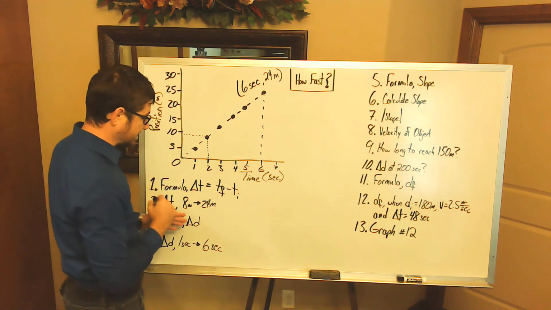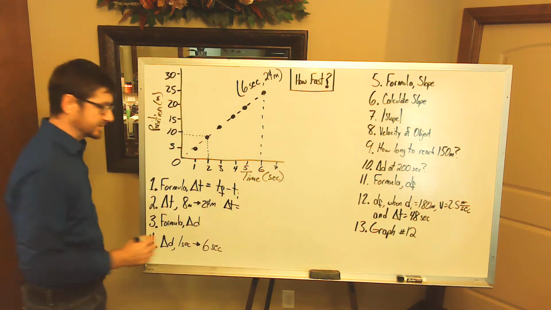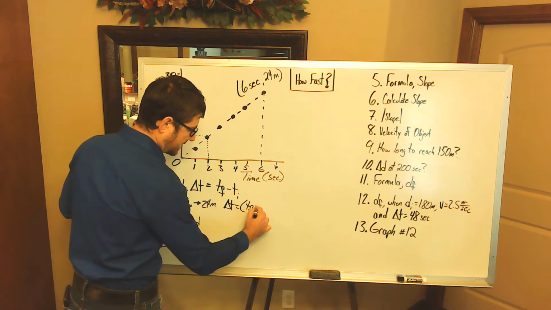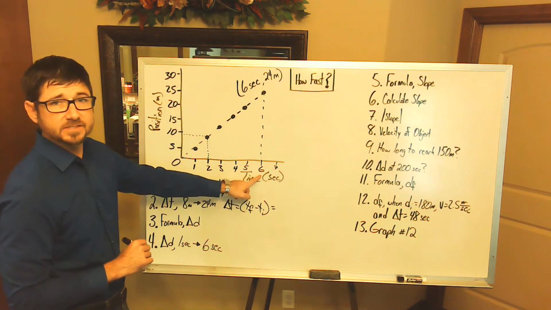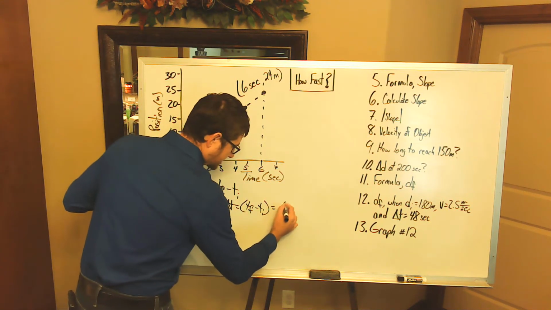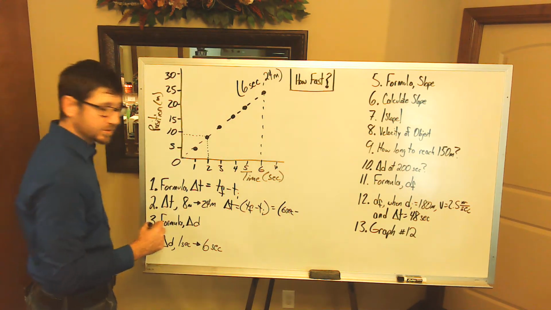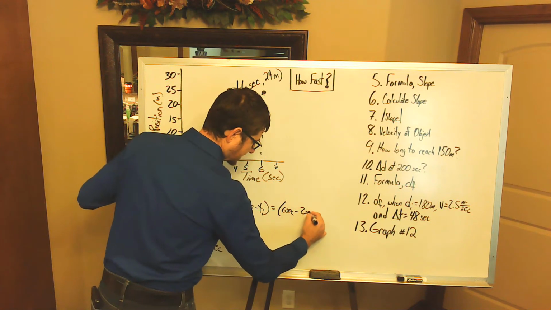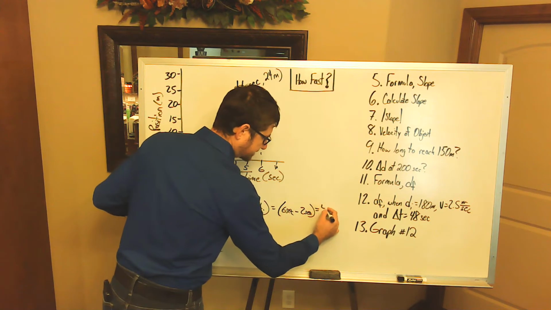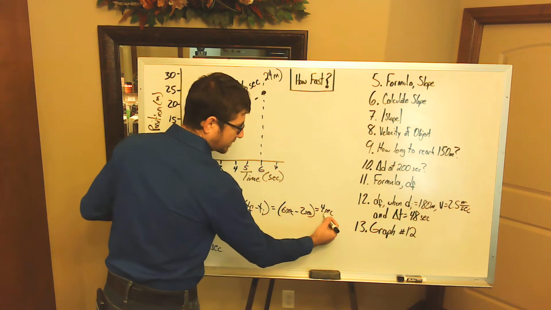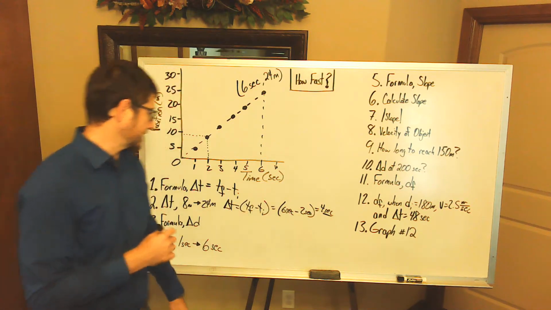So to calculate the time interval, delta t, we're going to use this base equation, t sub f minus t sub i. My final time is 6 seconds, 6 seconds minus our initial time of 2 seconds. So delta t is equal to 4 seconds. And please remember to write down the units because the units are half of the answer.